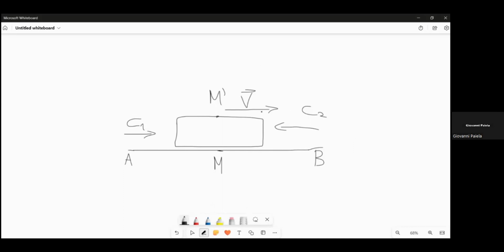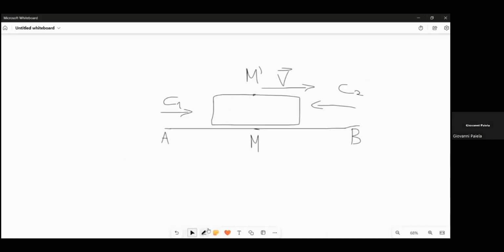Well, we can see the direction of the velocity v is toward C2. I don't know if you know about relative velocity and equations, but from M prime's perspective, C2 is coming at the speed of v plus C2. So M prime sees C2 coming faster than C1 from its reference frame.